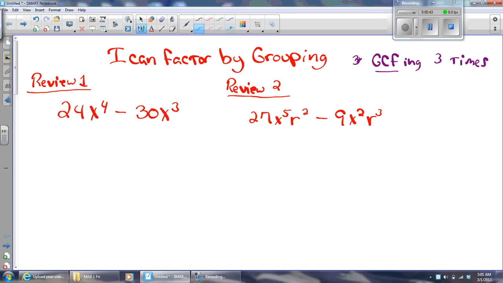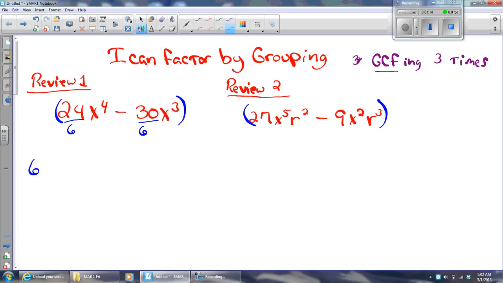But first, before we do that, let's just review really quick GCFing. Let's look at these two quantities, two separate problems. So we'll look at review problem number 1 here first. I'm going to find the GCF of 24 and 30. Well, I think that's 6, right? So I'm going to divide by 6. Then remember, my GCF goes out front, right? It doesn't disappear from the problem.